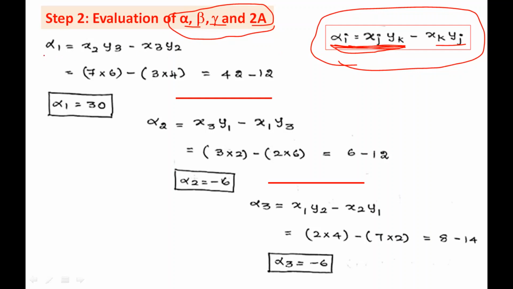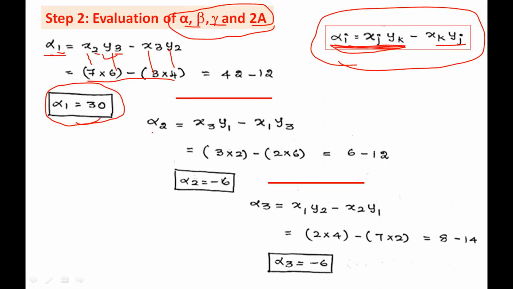Now let us see alpha 1. How to write alpha 1? We are starting with 1. So next numbers are 2 and 3: x2, y3. Then minus of, we have to interchange this suffix, x3, y2. Now substitute the corresponding values. x2 is 7, y3 is 6, x3 is 3, y2 is 4. So substituting the corresponding values will give you alpha 1. Alpha 1 we are getting as 13.